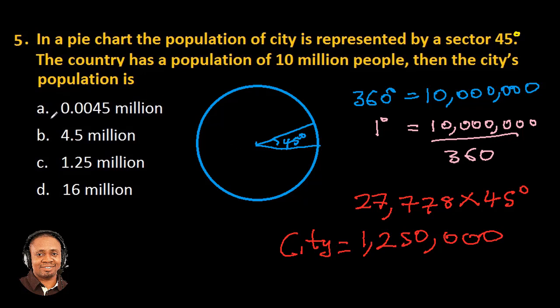So if we go to the answer options, we can see that option C, 1.25, which is same as 1,250,000, is the right answer.